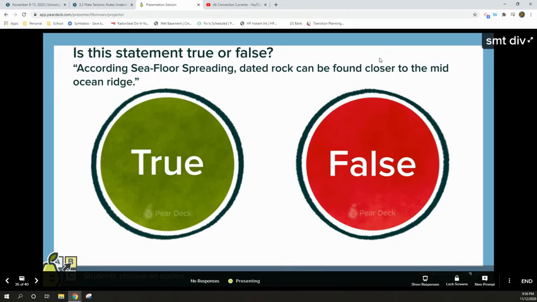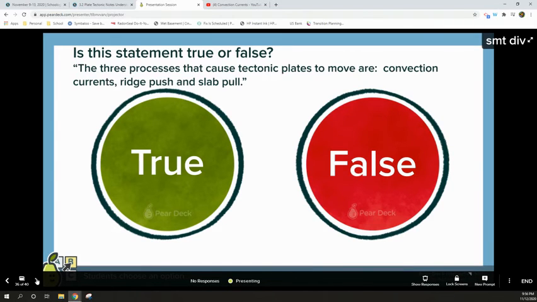Okay, true or false: according to seafloor spreading, older dated rock can be found closer to the mid-ocean ridge. The answer is false, because older dated rock is actually found closer to the trench, where you have subduction. Next question. The three processes that cause tectonic plates to move are convection currents, ridge push, and slab pull. The answer is true. These are the three processes that we just went over to explain how the plates actually move.